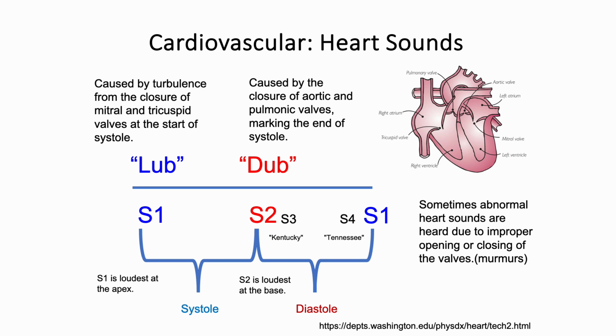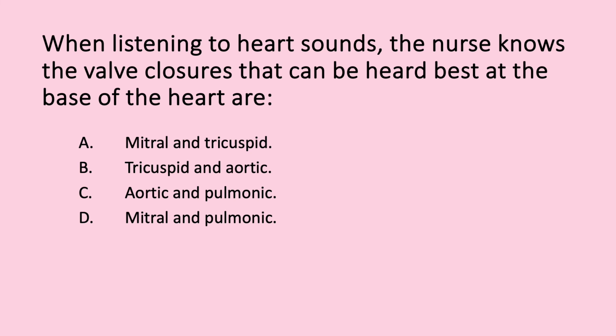Now that we've had a little bit more context, I want you to go back and look at this slide again. And this is going to help you with the next question, particularly this area up here. So the next question is, when you listen to heart sounds, you know that the valve closures can be heard best at the base of the heart. Which valve closures? So first you have to ask yourselves, are you looking at the base, which is the top of the heart, or the apex, which is the bottom of the heart, right? Or the lower, pointier side. So where are these valves located?